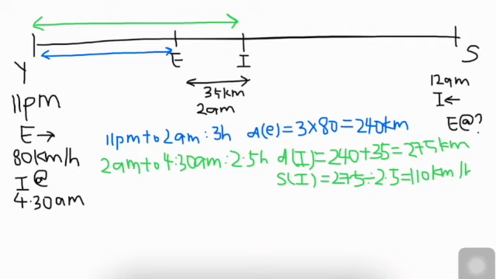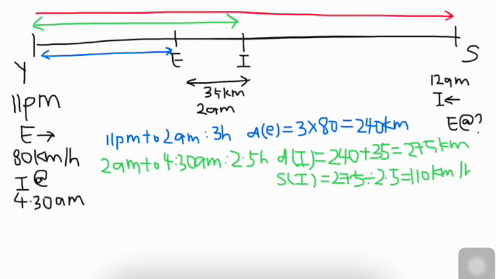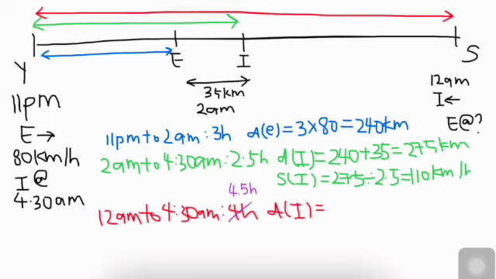Okay, so we know that the Irish textbook starts at 12 a.m. and ends the journey at 4:30 a.m. The total time taken will be 4 hours. Therefore, the total distance traveled by the Irish textbook will be... there's a typo on the screen. It should be 4.5 hours. That's why the distance traveled by the Irish textbook is 4.5 hours times 110, which gives us 495 kilometers.